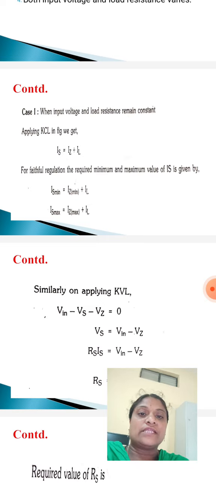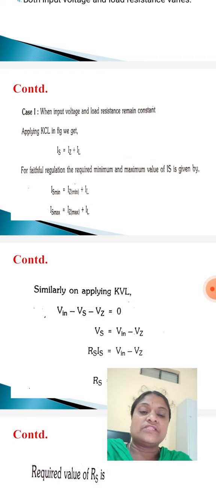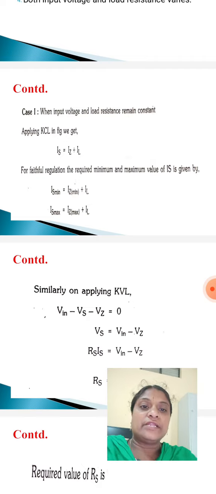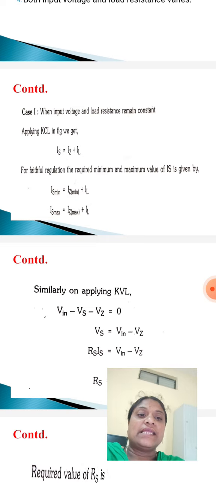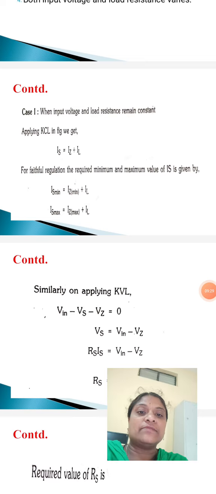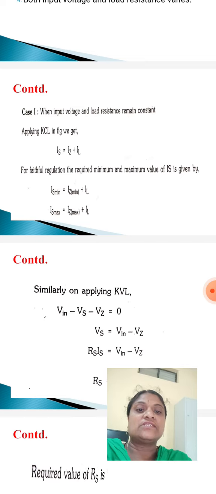Okay, so I repeat these formulas. For faithful regulation, the required minimum and maximum value of IS is given by IS minimum is equal to IZ minimum plus IL, and IS maximum is equal to IZ maximum plus IL. These two equations are derived from the first equation, IS is equal to IZ plus IL.